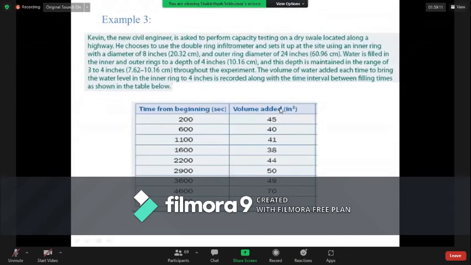Have you written down this table? Finished?